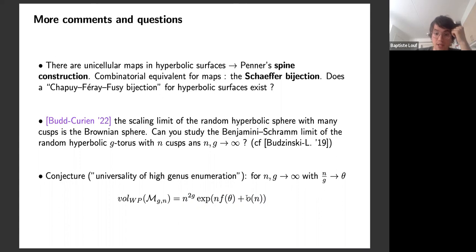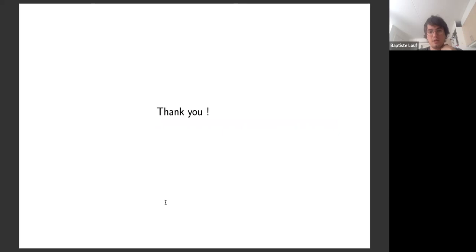And I strongly believe that this shape of the asymptotic formulas actually holds for many models of surfaces. So my vague conjecture is that the same holds also for the Weil-Petersson volume of the moduli space of genus G surfaces with n punctures. All right, and I think I have spoken enough. I'm going to stop, and thank you for your attention.